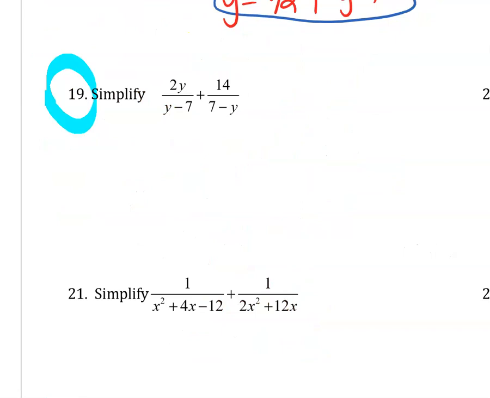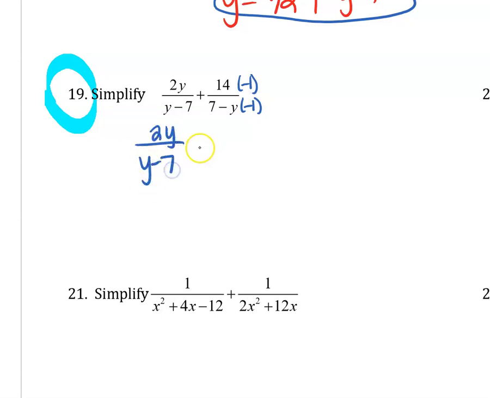All right, taking a look at question 19 now. This one is tricky just because those denominators look super similar, but not quite exactly the same. You have to remember that addition's commutative, but not subtraction. But here's what I can do. I can make these denominators look the same by multiplying top and bottom of the second fraction by negative 1.